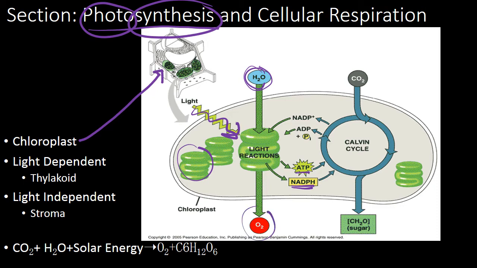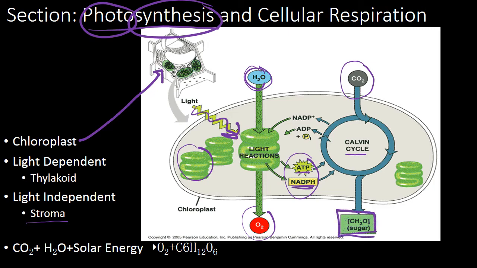Alrighty, the second part of photosynthesis is light independent. Light independent happens in something called the stroma, which is the space where there is no thylakoid. So it's like the empty space inside the chloroplast. We also call this the Calvin cycle. What happens is the energy we got from breaking water in the first step is going to be used to take carbon dioxide, break off the carbons, combine them with hydrogens, and make glucose.